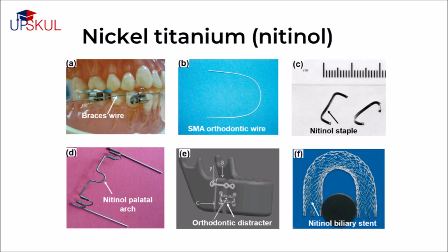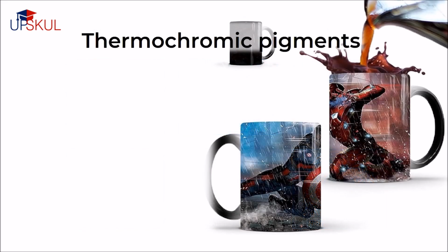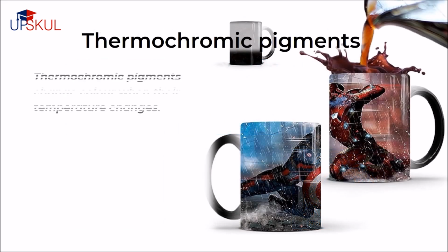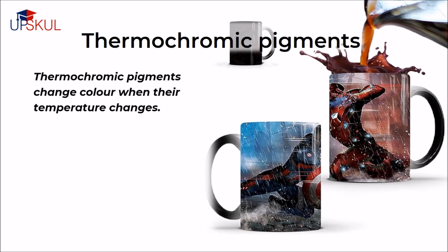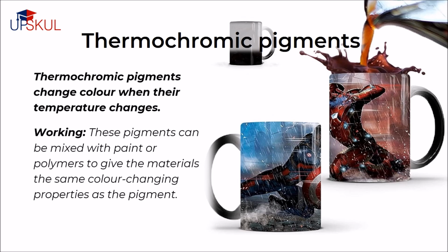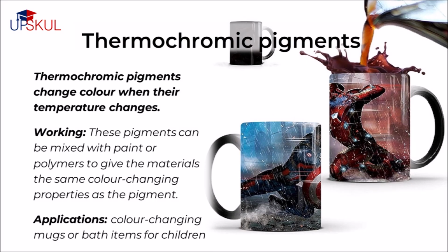Thermochromic pigments change color when their temperature changes. The term thermo relates to heat and chroma means color. So thermochromic pigments change color when they are heated up. These pigments can be mixed with paint or polymer to give the materials the same color changing properties as the pigment. An example of this technology is seen on color changing mugs or baby items for children.